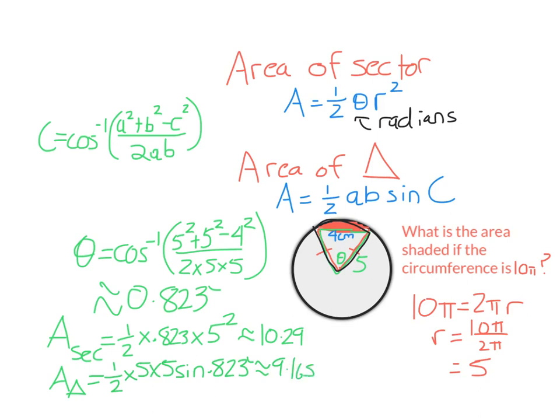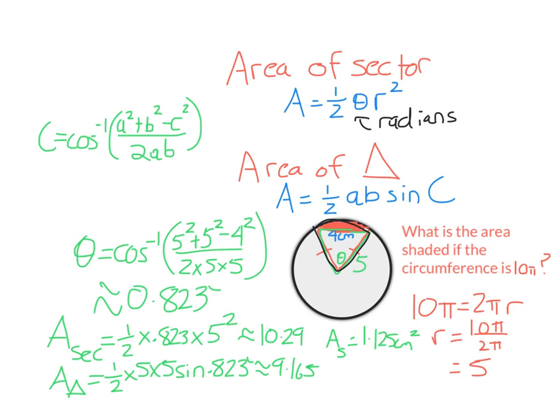9.165. So the area shaded red is just this minus this. So I'll just put AS for area shaded. It's just going to be about 1.125 centimeters squared. And then I'm done.